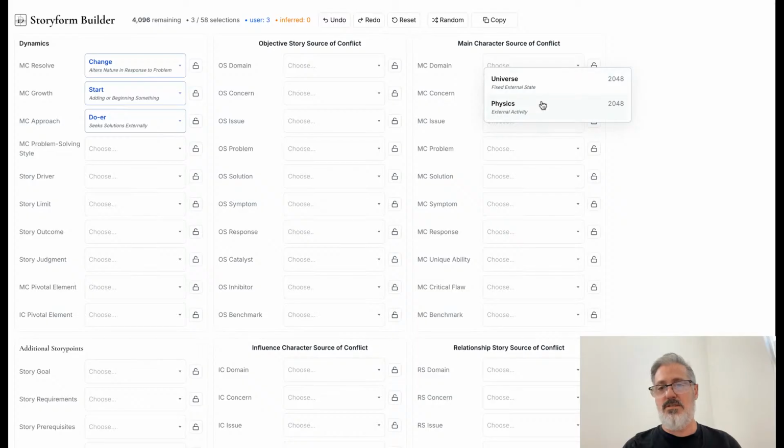So if you remember, it doesn't have psychology or mind. And that's because we chose doer as where the main character's focus is, their initial sense of how it is that they're going to go about resolving the story or resolving the problems around them. So that's just one way of how all of these aspects are related together.